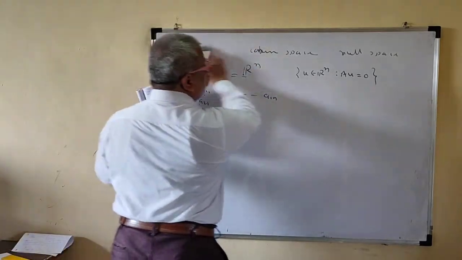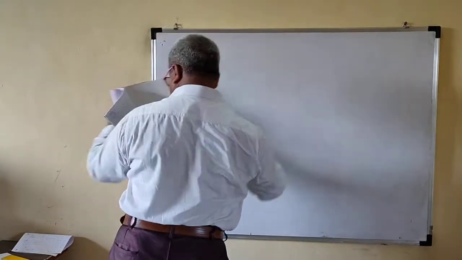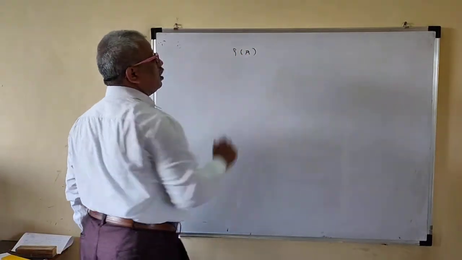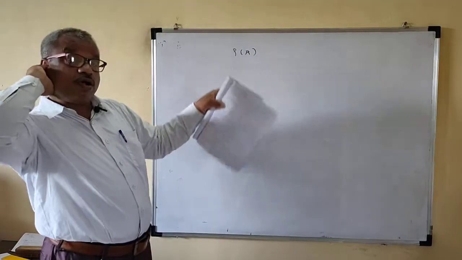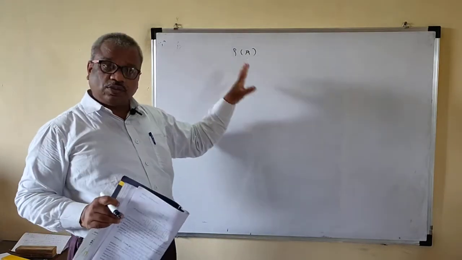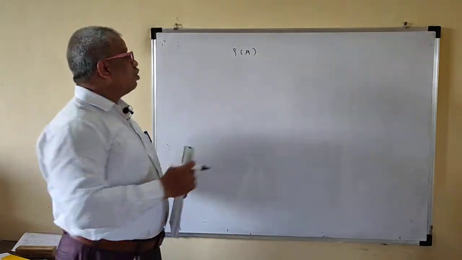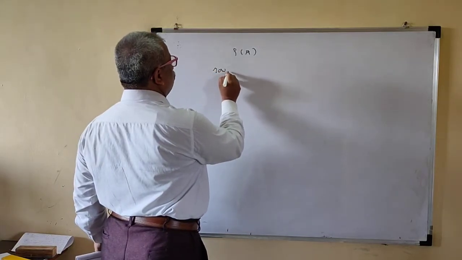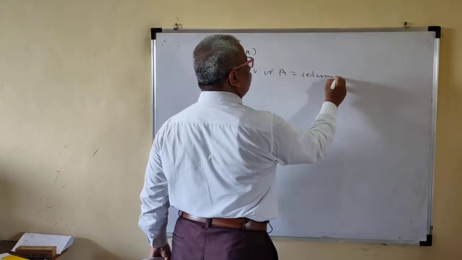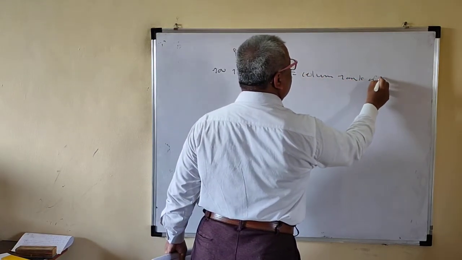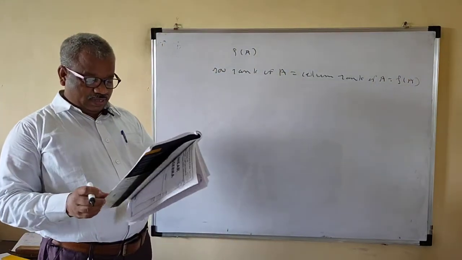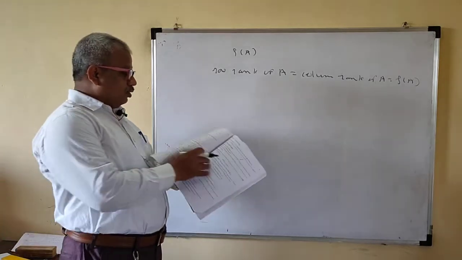So the dimension of the row space of A is called the row rank of A. The dimension of the column space of A is called the column rank of A. But row rank of A is equal to column rank of A, and this is denoted by rank of A. So column rank and row rank are the same.